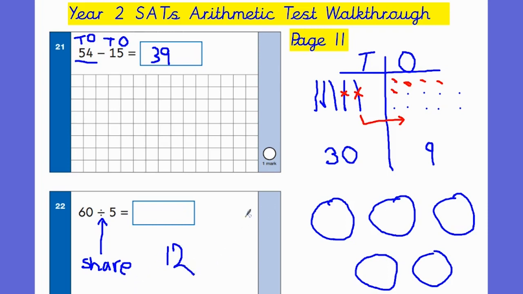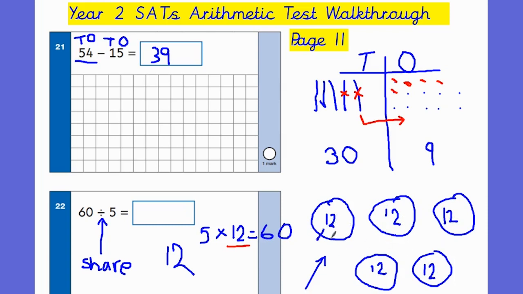It's also really important for them to know their times tables in year 2. So they should be able to know that 5 times 12 equals 60. And therefore the answer to this question is going to be 12. And if they shared out the 60 into these groups here, each one person would get 12. 12, 12, 12, 12, and 12. And 5 lots of 12 make 60.